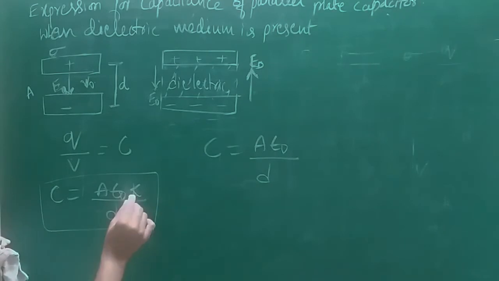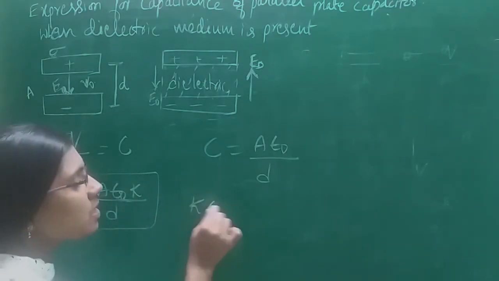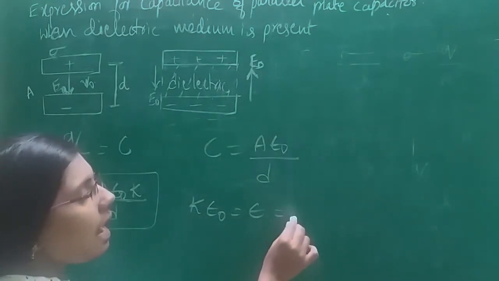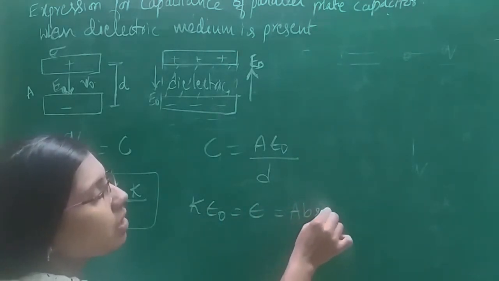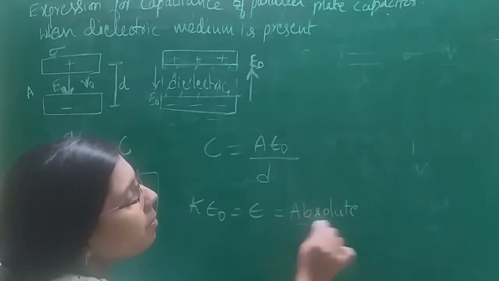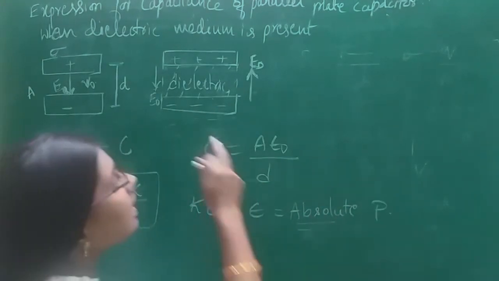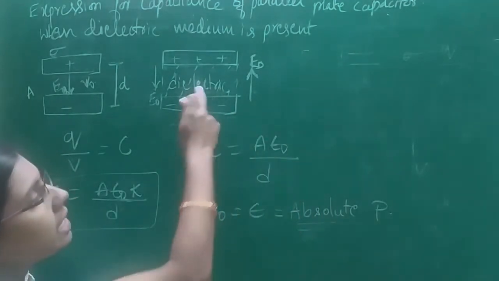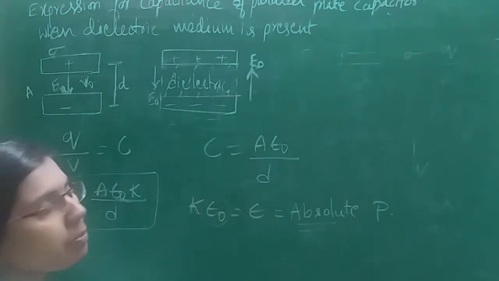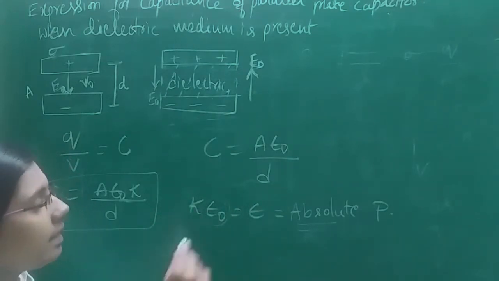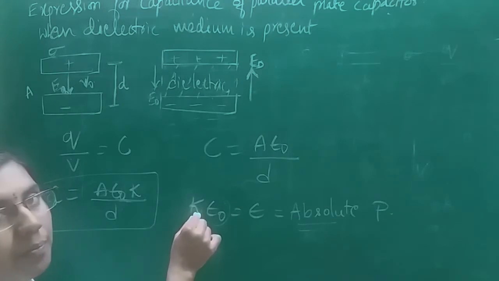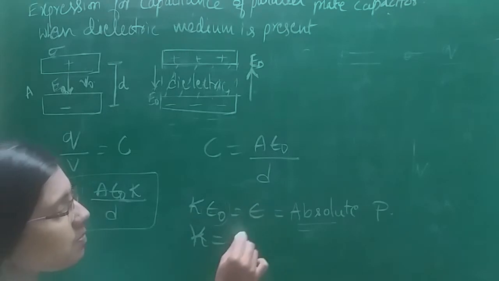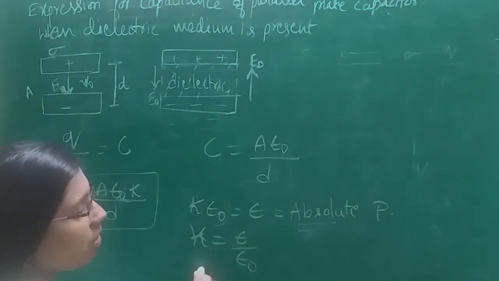Now here K into epsilon naught can be called as epsilon, and we call this the absolute permittivity of the dielectric medium. Epsilon naught is the permittivity of free space, and K is called the dielectric constant. This dielectric constant can also be written as epsilon by epsilon naught.